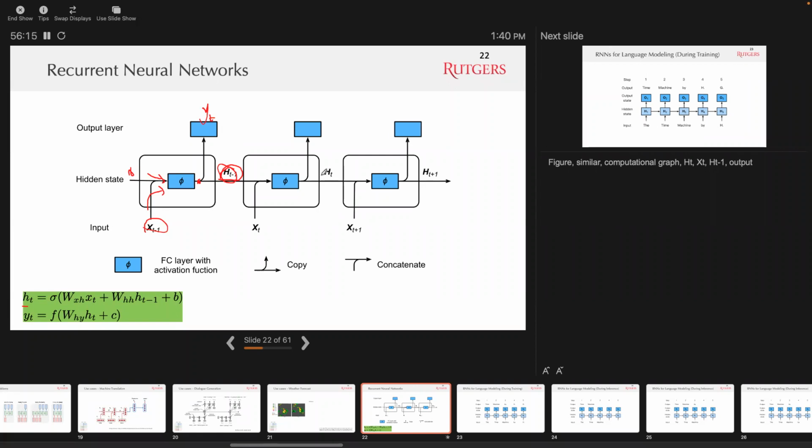Similarly, to compute ht, you need your ht-1 here, and you also need your xt. Then you use the same ht to compute your yt+1, and so on and so forth. So this is basically just a review of the RNN architecture.